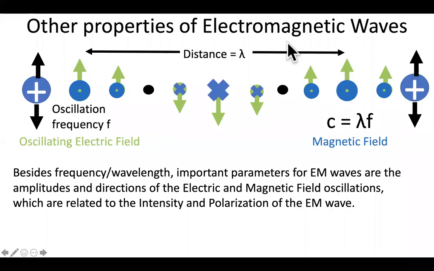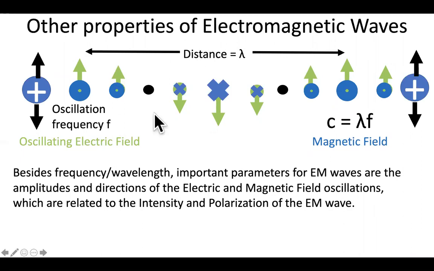Okay, so hi everybody. Today I want to talk a little bit more about the properties of electromagnetic waves. Last time we talked mostly about the wavelength of electromagnetic waves and their oscillation frequencies, which are important parameters that define the electromagnetic spectrum. Today I want to talk about a couple other parameters that are important for electromagnetic waves, namely their intensity and their polarization.